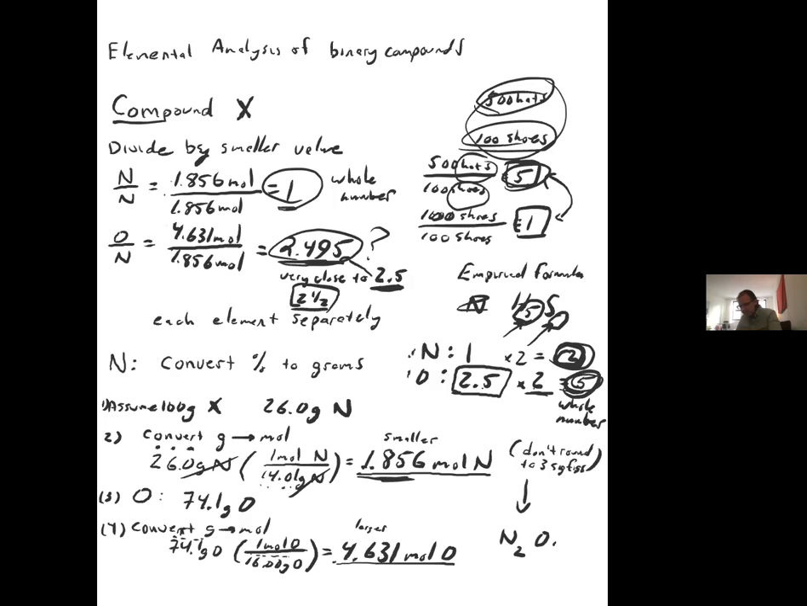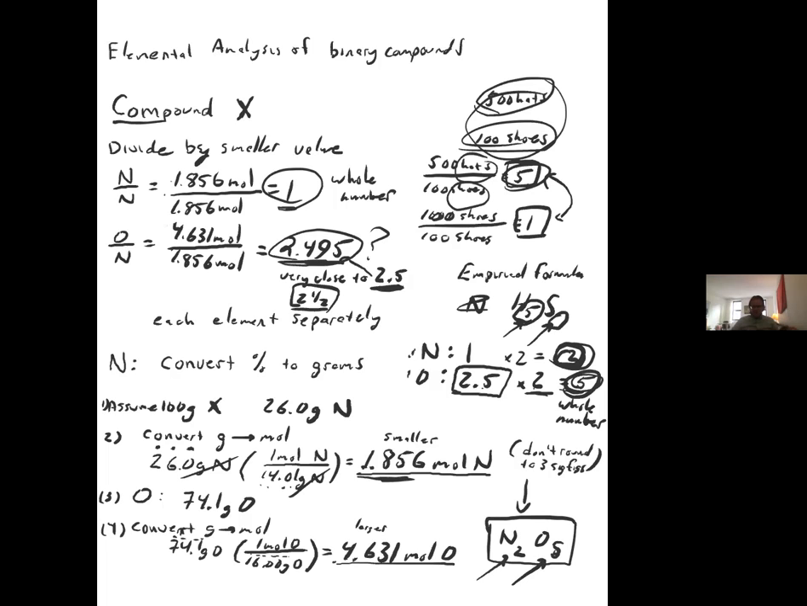And that would be our answer right there, N2O5. Okay, so we check and we say, hey, is there anything we could divide those by to make them smaller but still be whole numbers? And the answer is no. If you divided them by 2, that would give you 2.5. That's not a whole number.